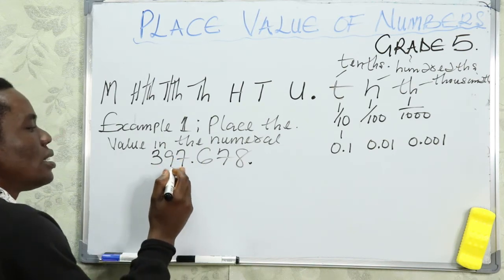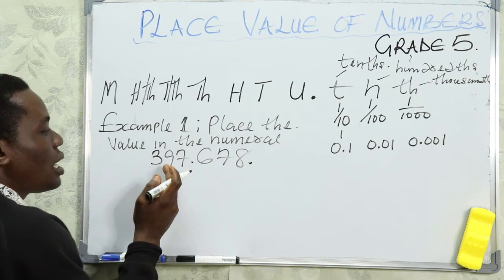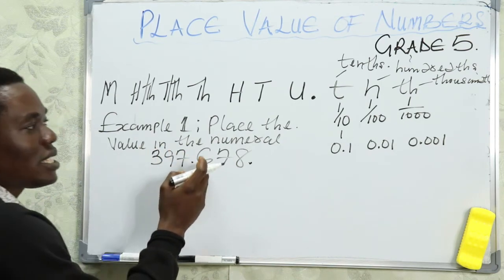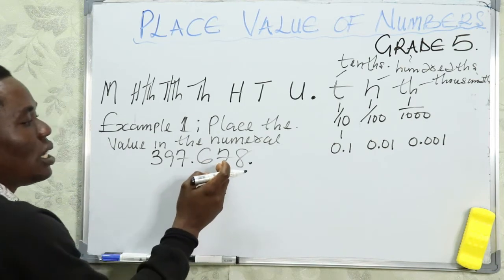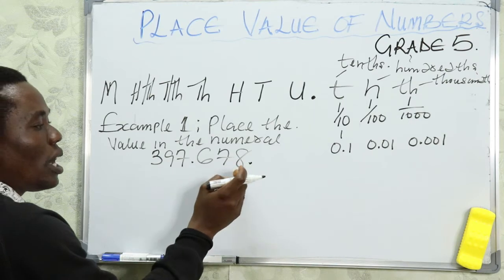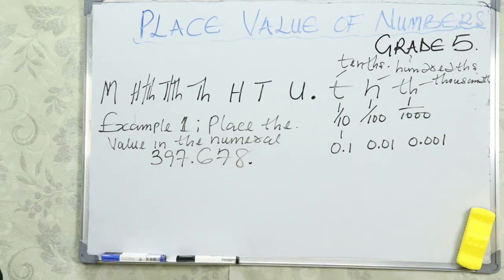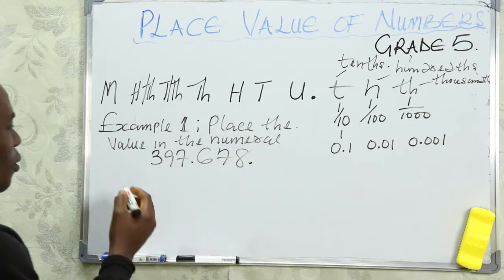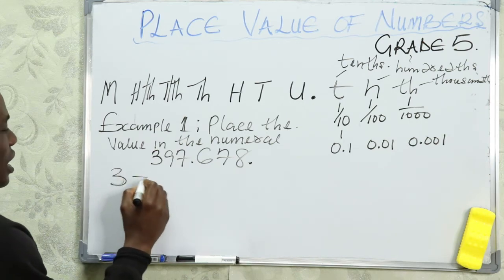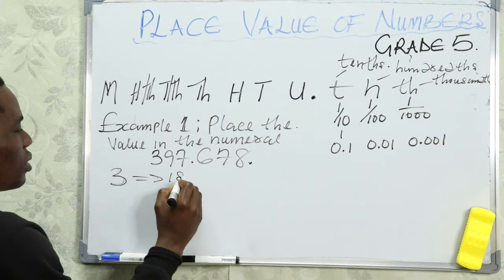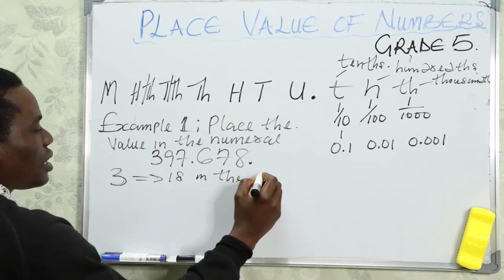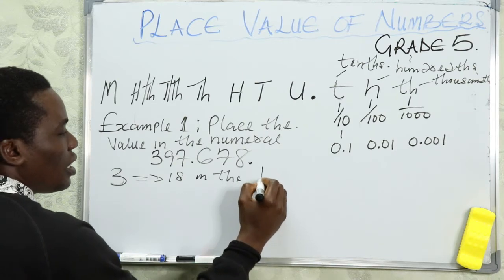Now come and look at this. We have numbers in the units, we have in the tens, and we have in the hundreds. So what is the place value of 3 here? The place value of 3 is in the hundreds.